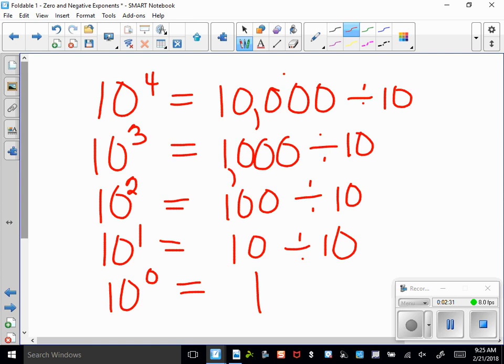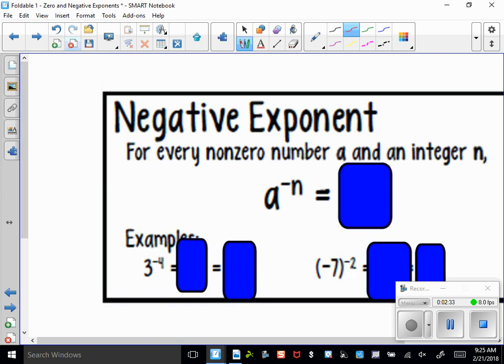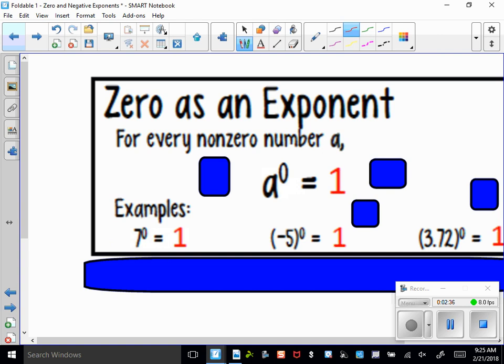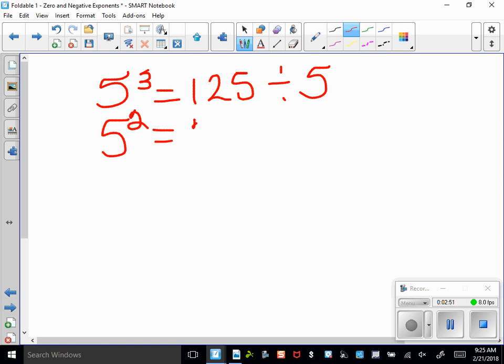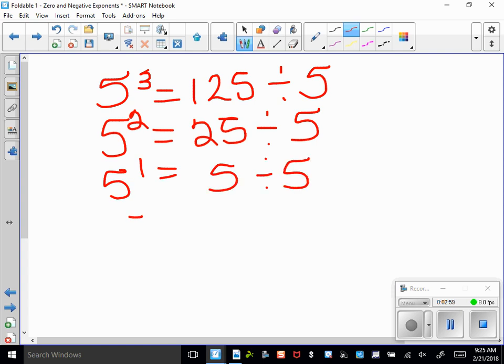So even if I had started out with, let's say, base 5. Okay, hold on one second. Let me go back to my... So let's say I did base 5, and I said 5 to the 3rd power is 125. So now I'm going to divide by 5. So 5 to the 2nd power is what? 25. So when I divide by 5, 5 to the 1st power is what? 5. So when I divide by 5, and see how once you get to this point right here, you're always dividing the base into itself, and so it's going to equal 1.